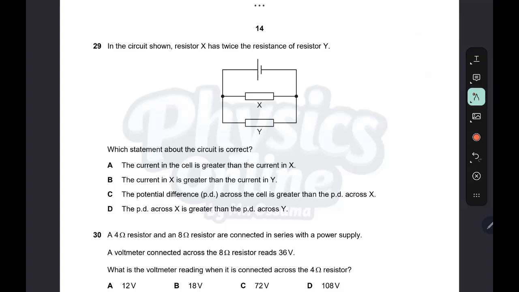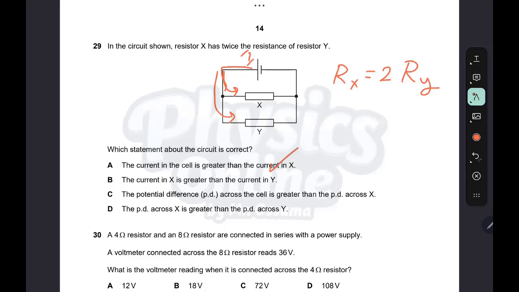In the circuit shown, resistor X has twice the resistance of Y. Which statement is correct? The current in the cell is greater than the current in X. Of course, this is correct because the current will enter here from the circuit and it will be divided between X and Y. So the current here will be greater than in X or Y. The sum of the current in X and the current in Y is equal to the current in the battery. So this one is correct.